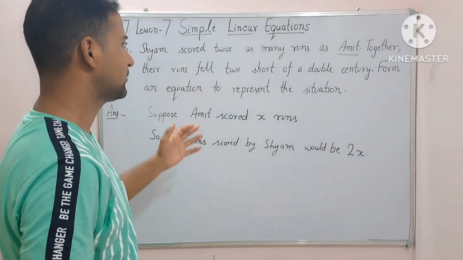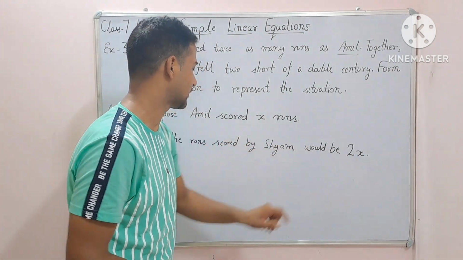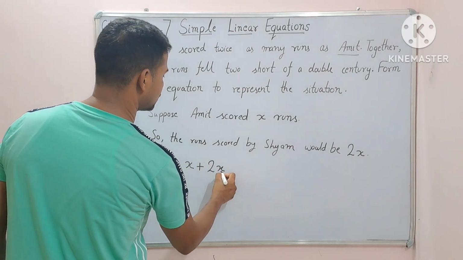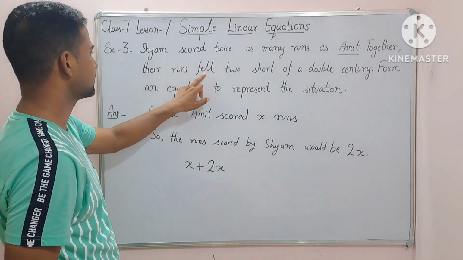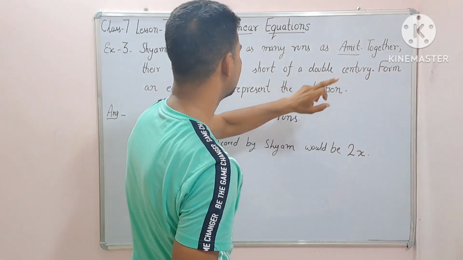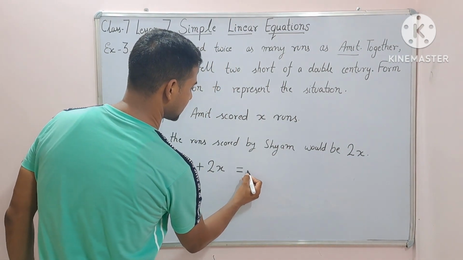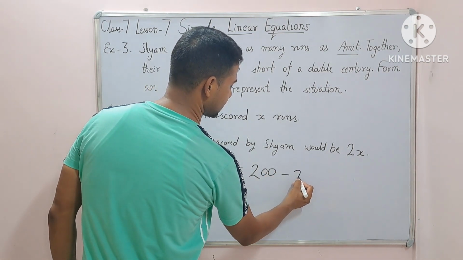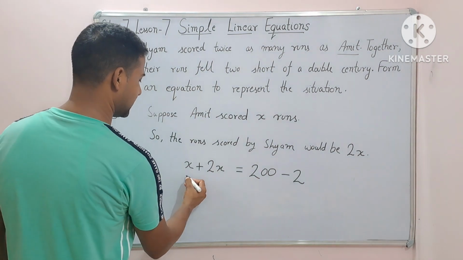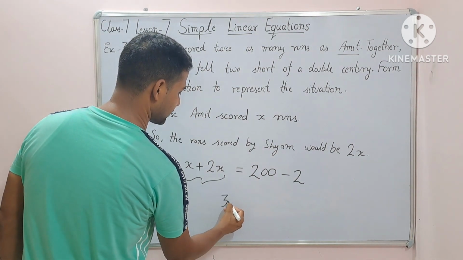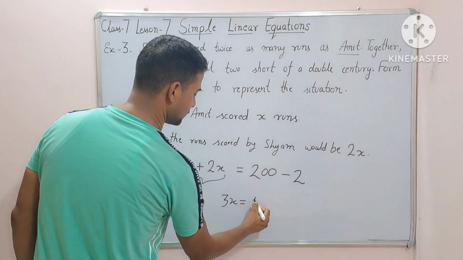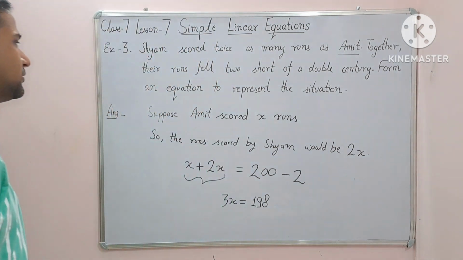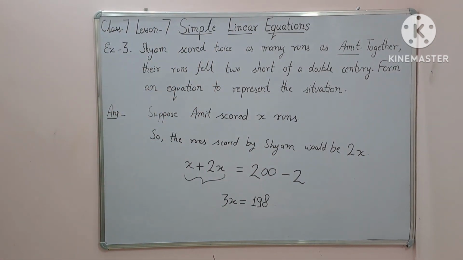Together their runs, together means x plus 2x, together their runs fell 2 short of a double century. Double century means 200. 2 short of the double century means 200 minus 2. Okay. Then x plus 2x is equal to 3x is equal to 198. This is the equation to represent the situation.